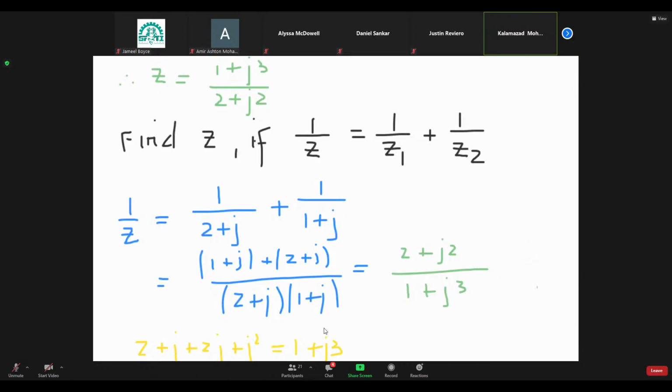All right, however, you're not finished because you can't leave your answer like that. It's not an answer. That is still division of complex numbers. So how do we divide 2 complex numbers?